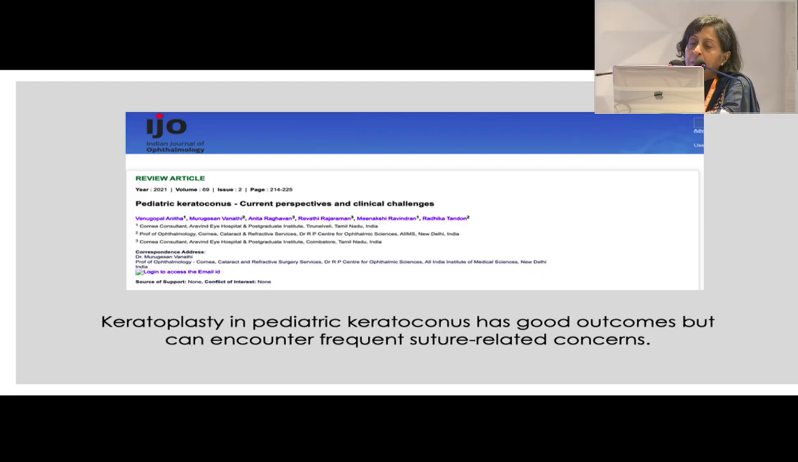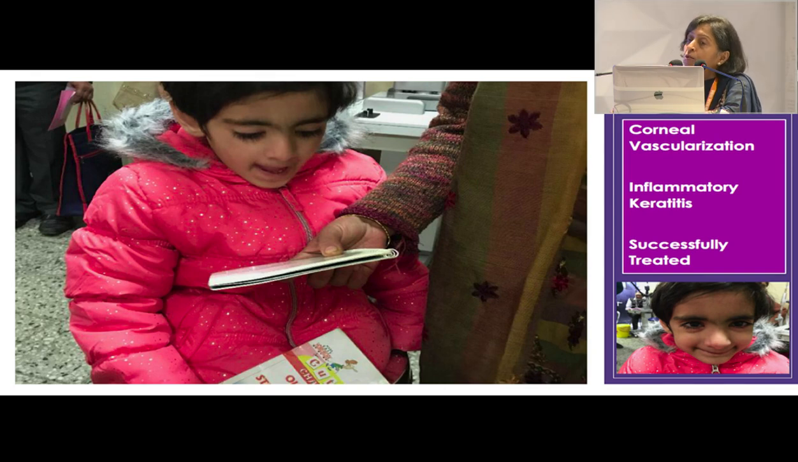Now, in pediatric keratoconus, we have shifted from PK to anterior lamellar keratoplasty. That has made a lot of difference in the outcome. But not to forget that here again we do have suture-related problems. So it's very important to make sure you have a protocol for having the patient come back, and immediate attention if any such event occurs.